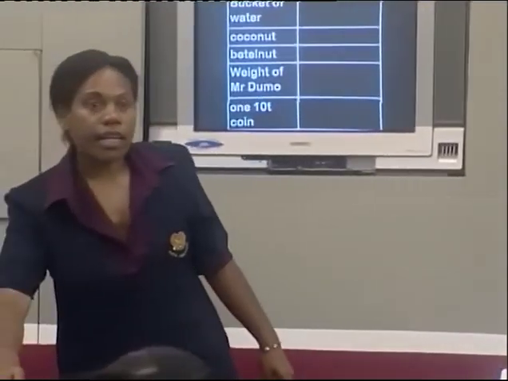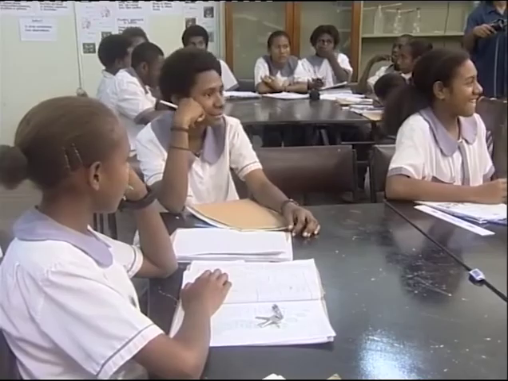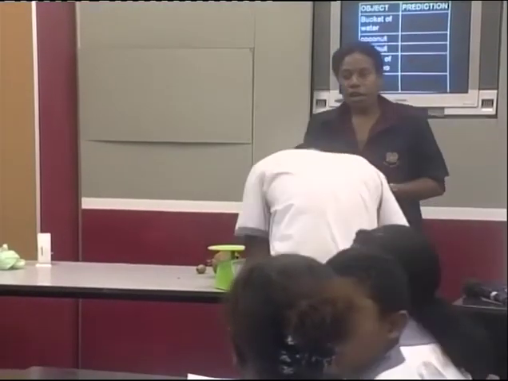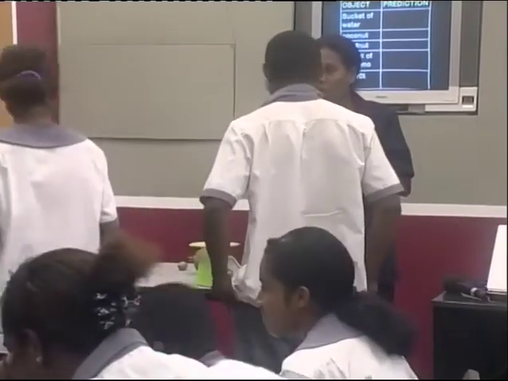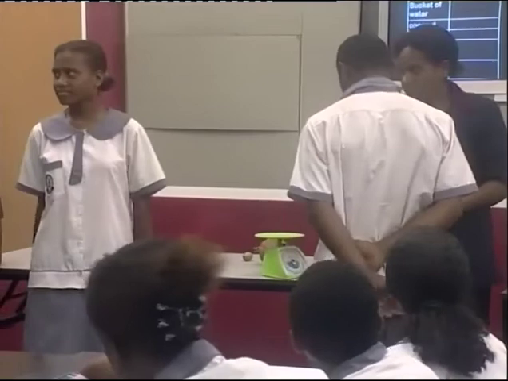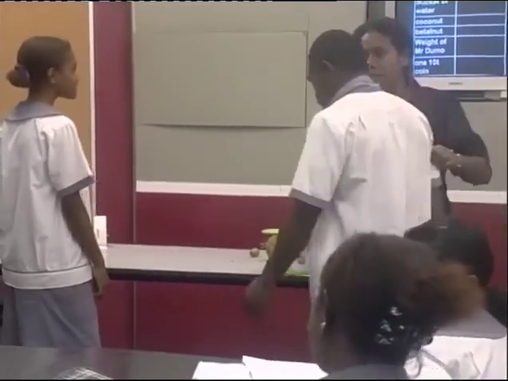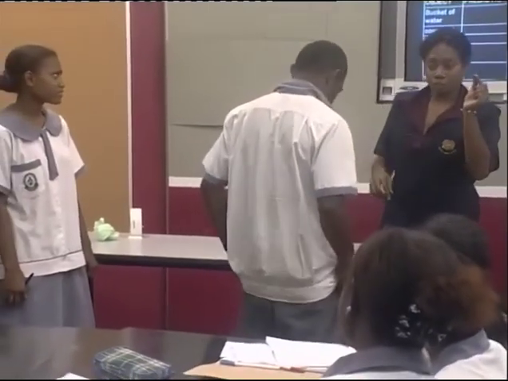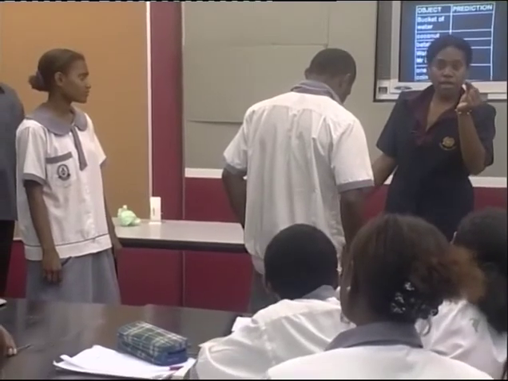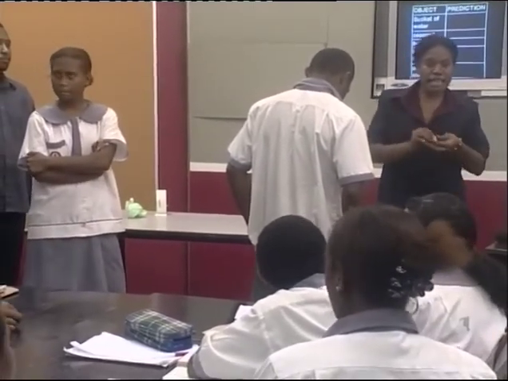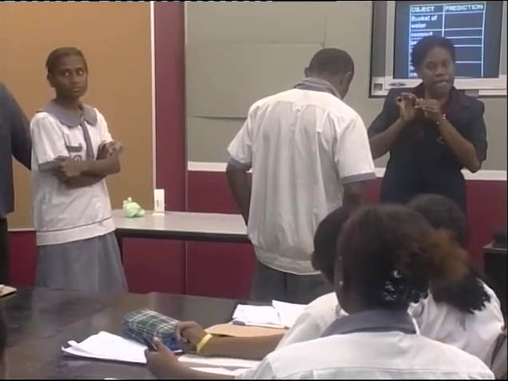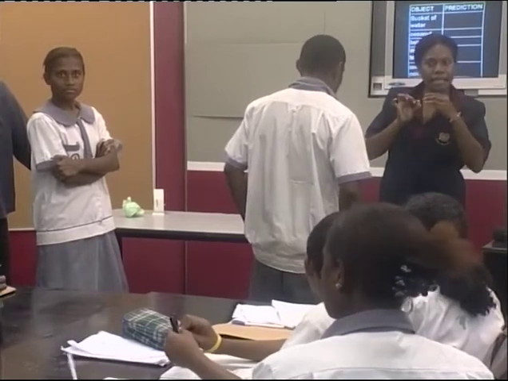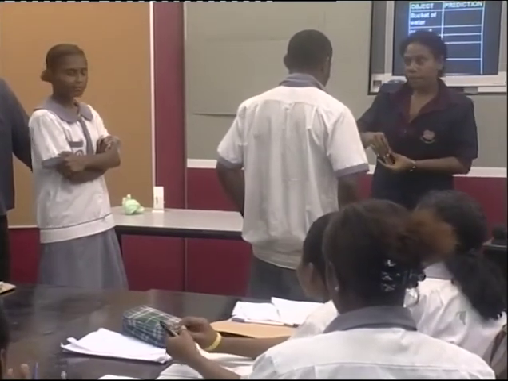Now let's have the last one. One 10 toya coin. Okay, please. The last group, quickly. All right. Okay. You are going to measure the weight of one 10 toya coin. Students, look up here. Now what we're going to do is, on this scale here, we're not going to put only one 10 toya. We are going to put 10 of them, 10 toya coins. And then, what are we going to do? We are going to divide by 10 to get the weight of one 10 toya coin. Okay, students?